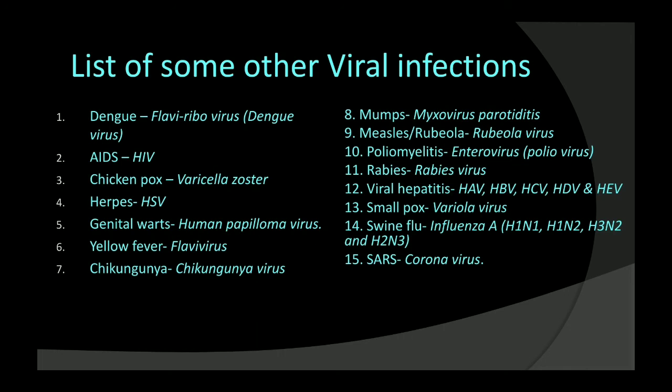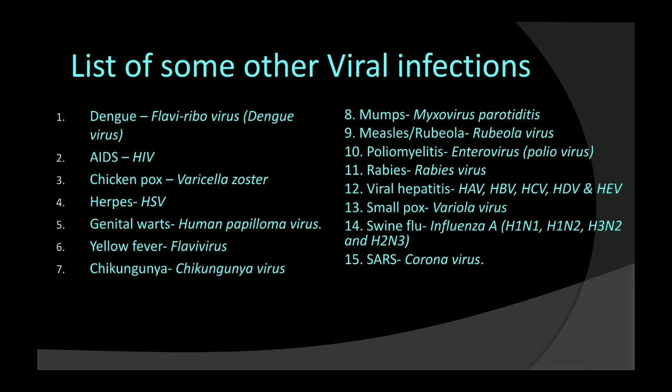Then the 14th one is swine flu. It's not caused directly by pigs, but by a type of virus which mainly infects pigs. So the word swine refers to pig itself. Flu refers to influenza, a disease caused by the influenza virus. There are different types of virus like influenza A virus, in that H1N1, H1N2, H3N2, H2N3. These are the different strains of influenza A virus which mainly infect pigs, and it is also an example of a zoonotic disease. From pigs to human beings it is transmitted.